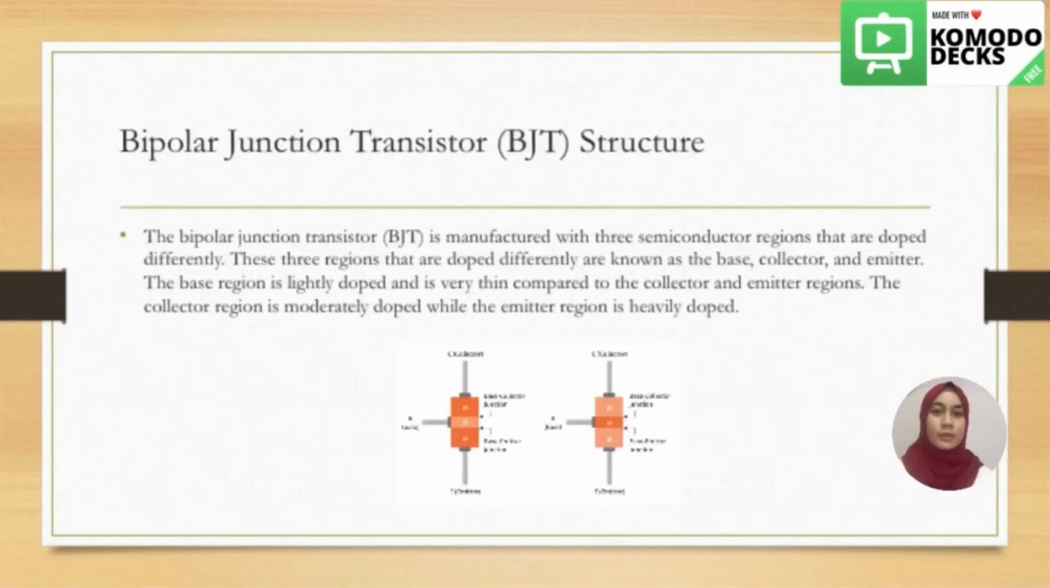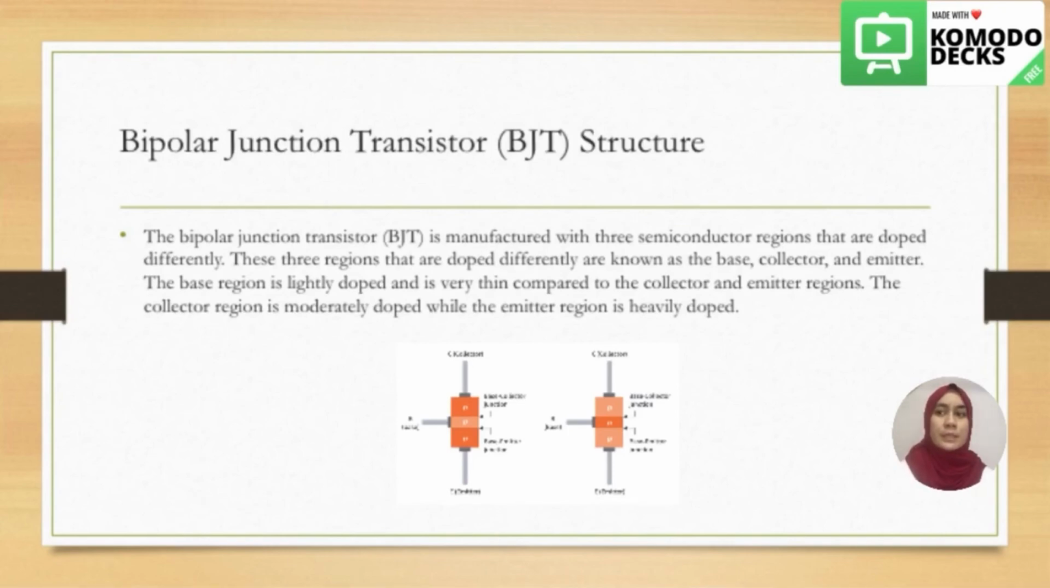Okay, we move to the next point. Bipolar junction transistor BJT structure. The BJT is manufactured with three semiconductor regions that are doped differently. These three regions are known as the base, collector, and emitter. The base region is lightly doped and it is very thin compared to the collector and emitter regions. The collector region is moderately doped while the emitter region is heavily doped.